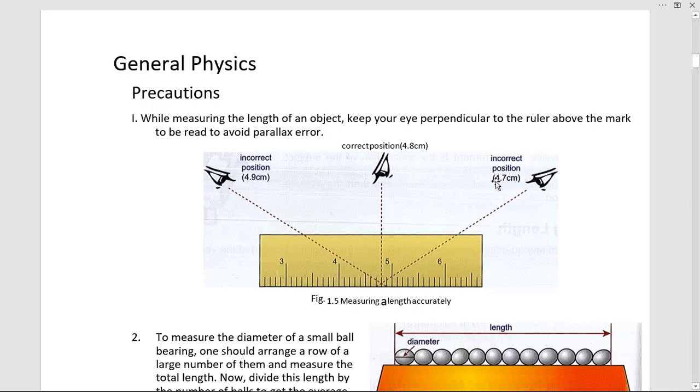For example, you can see here the correct reading is 4.8 centimeter, but if you are taking it from this side, you might take 4.7, and if you take it from this side, it will be 4.9. So be careful while you are taking the reading.